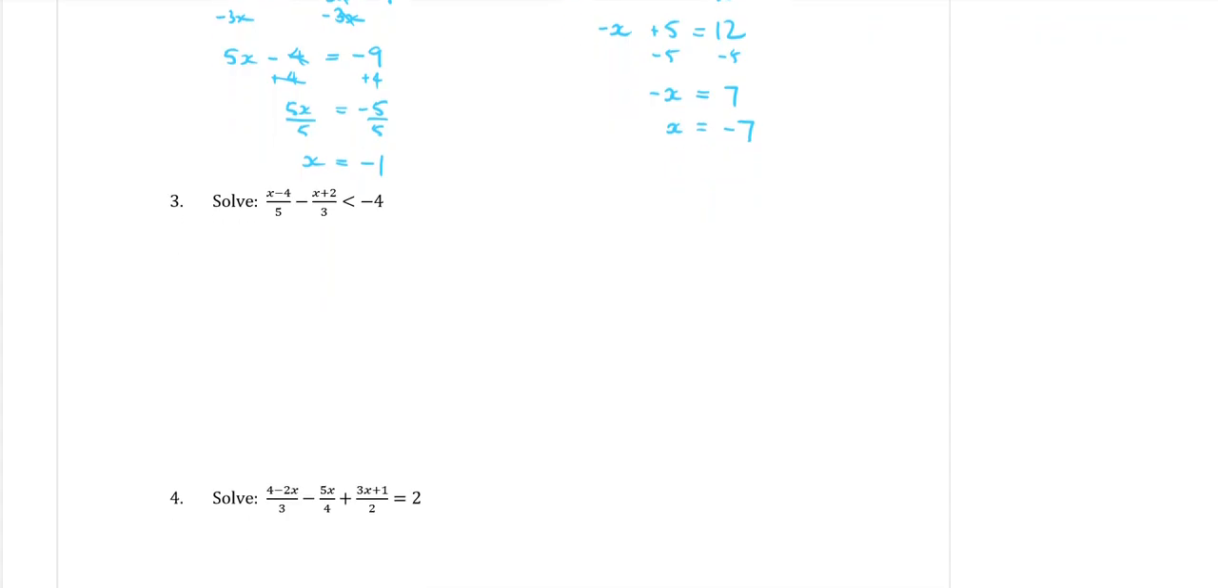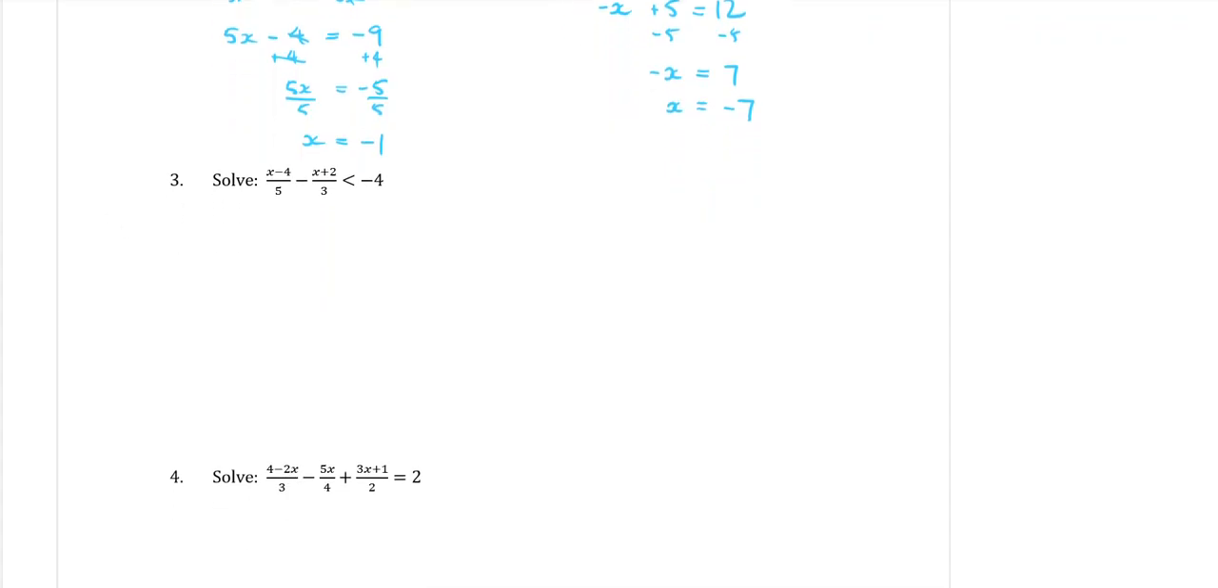Okay, how about some messy fractions with an inequality? Still works. Let's use the same strategy. 5 and 3 on the bottom, I'm going to multiply through by 15. So the 15 divided by 5 makes 3 lots of x minus 4. And 15 divided by 3 makes 5 lots of x plus 2 is less than minus 4 times 15 is minus 60. Okay, expand and simplify.